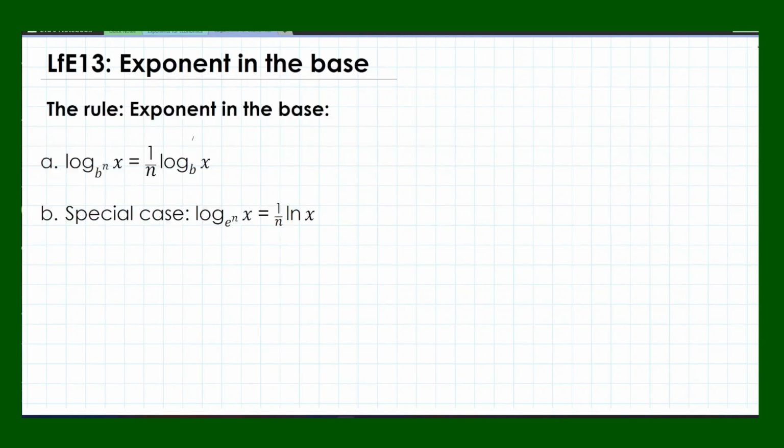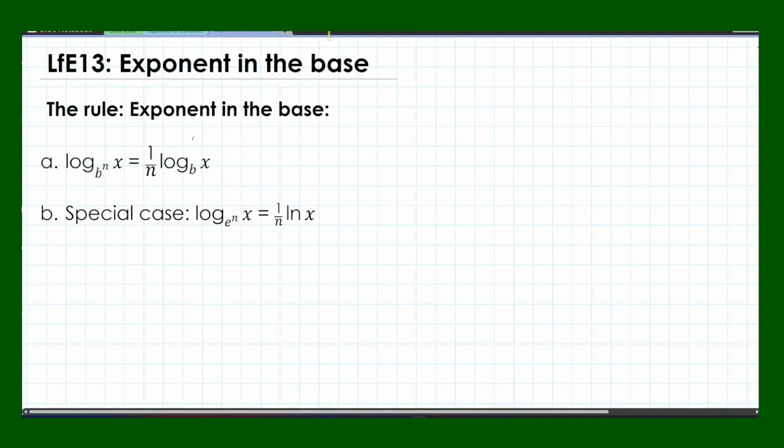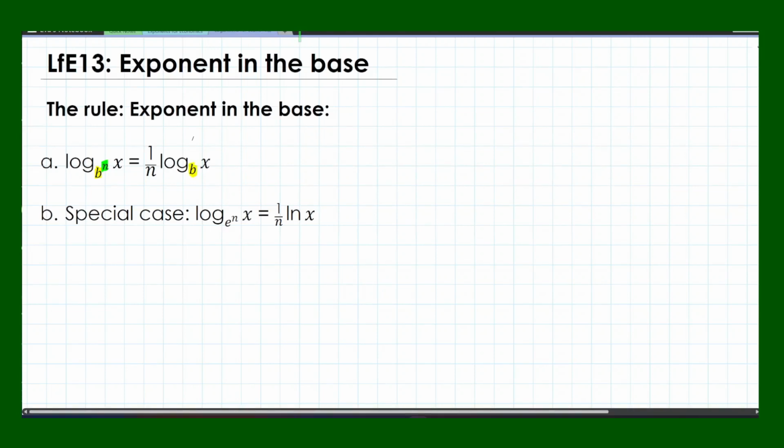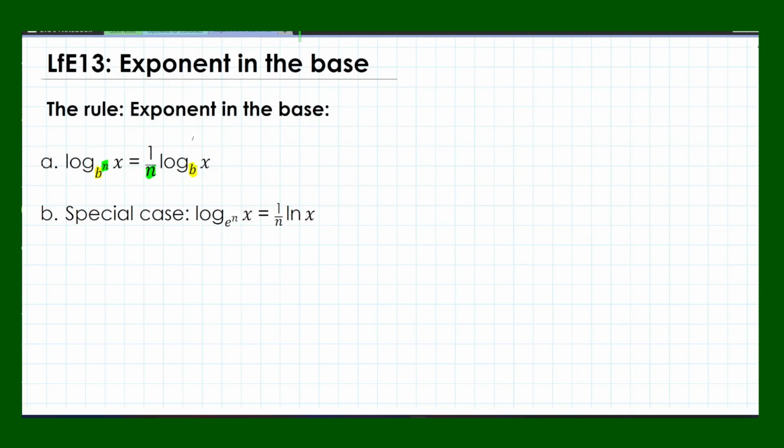Let's get started. On the screen now, you can see a nice and neat version of the rule. So what does this rule tell us? The rule tells us that if we have a base that is raised to some exponent, we can rewrite that then as a log, which is the same base but without the exponent, multiplied by 1 over the exponent that was in the original base.